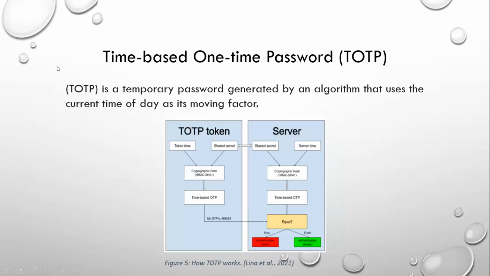Here, the TOTP is a temporary password generated by an algorithm that uses the current time of day as its moving factor. We can also see the HMAC part, which we talked about before, and the token time. Instead of using a counter, we depend on the current time to generate the OTP.